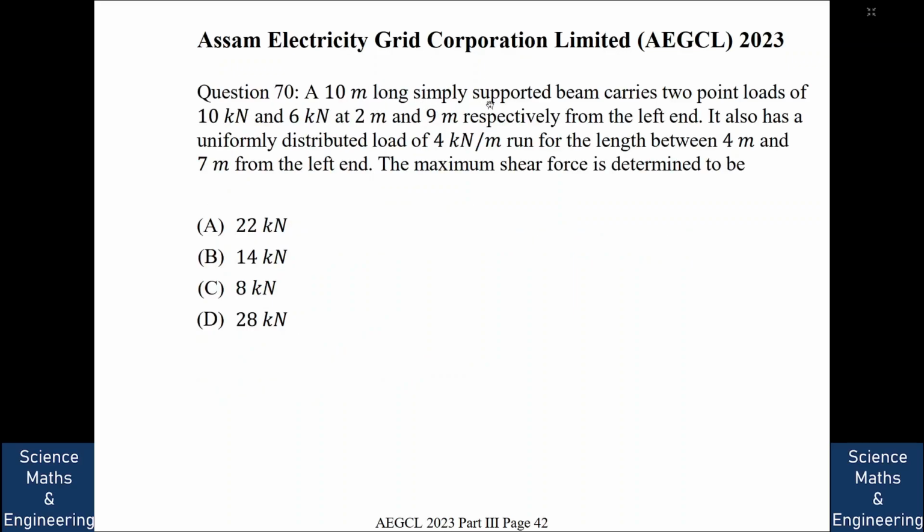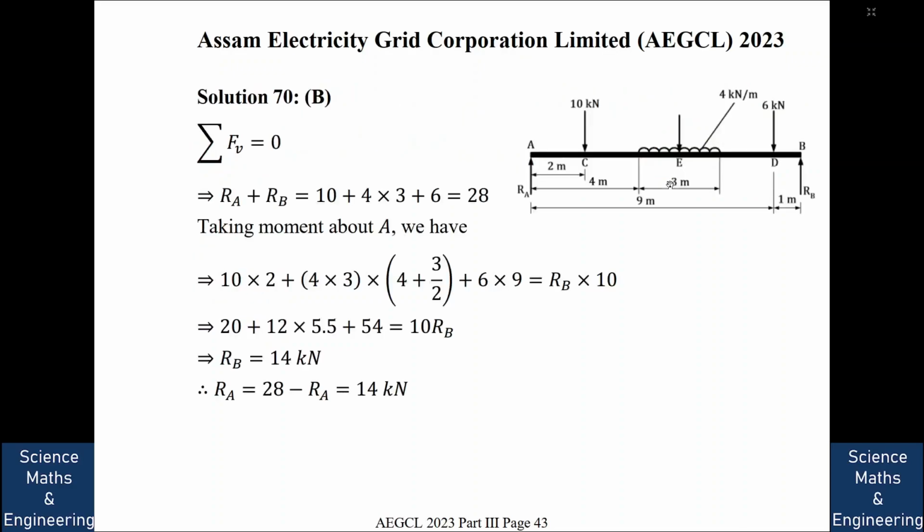A 10-meter long simply supported beam carries 2 point loads of 10 kilonewton and 6 kilonewton at 2 meter and 9 meter respectively from the left hand. It also has a uniformly distributed load of 4 kilonewton per meter for the length between 4 meter and 7 meter from the left hand. The maximum shear force is determined to be... Our forces are 10 kilonewton here, 6 kilonewton here, and this 4 kilonewton per meter for a 3 meter length. So we have a total of 10 plus 4 into 3 plus 6, that is 28 kilonewton, and this is supported by RA and RB. So RA plus RB would be equal to 28.